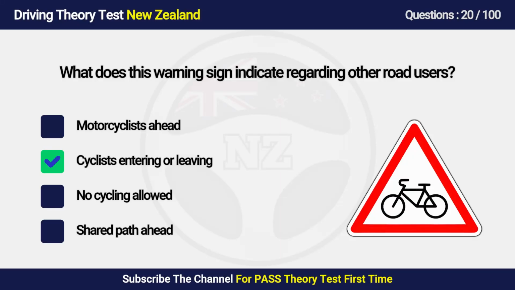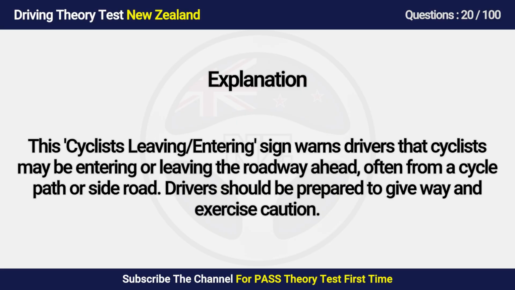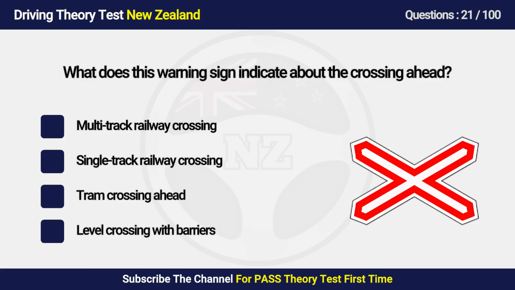Answer is B. Cyclists entering or leaving. This cyclist sign warns drivers that cyclists may be entering or leaving the roadway ahead, often from a cycle path or side road. Drivers should be prepared to give way and exercise caution. Question 21. What does this warning sign indicate about the crossing ahead?